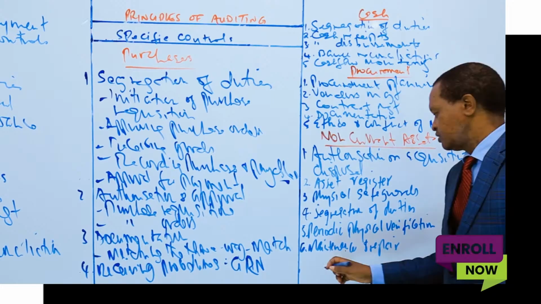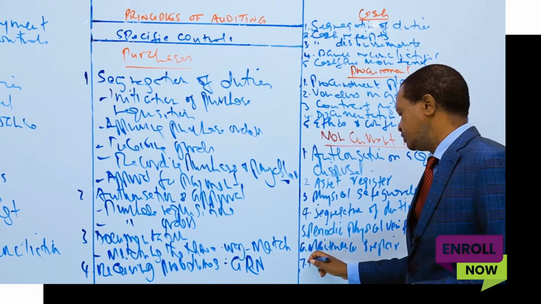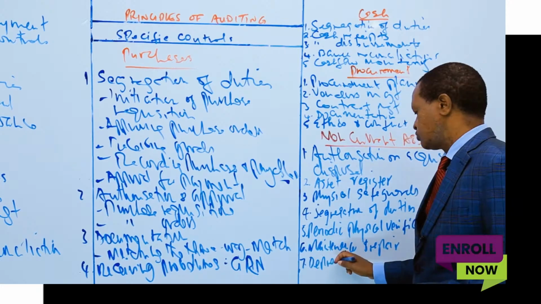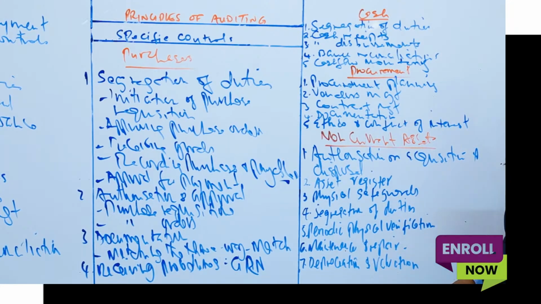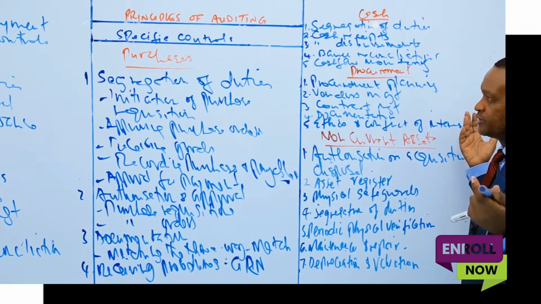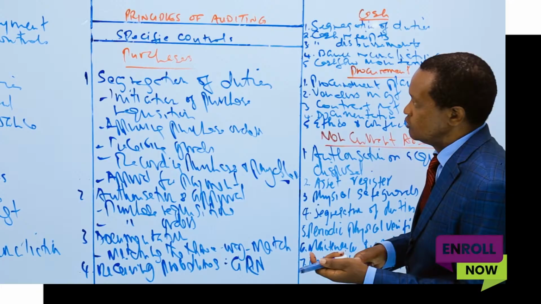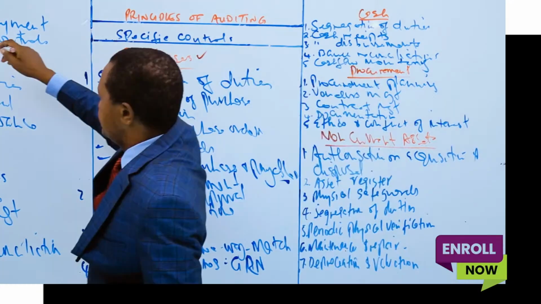Then lastly, another control is in relation to depreciation and impairment of non-current assets. That entails regular calculation and recording of depreciation according to established accounting policies. The company should have periodic review of estimated useful lives and residual values. And there should be in place controls to ensure assets are not overstated. So these are specific controls for purchases, sales.